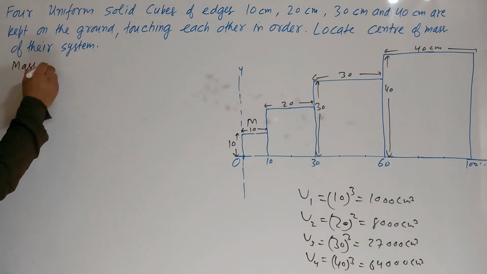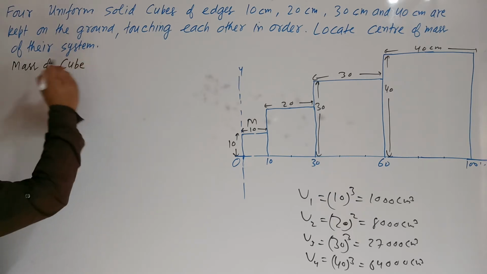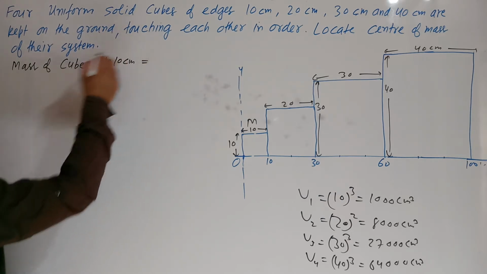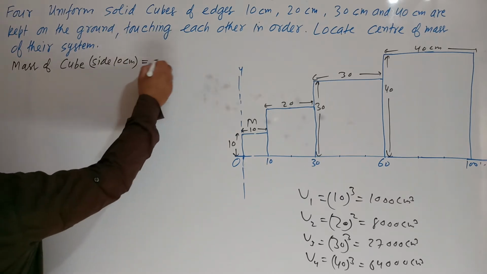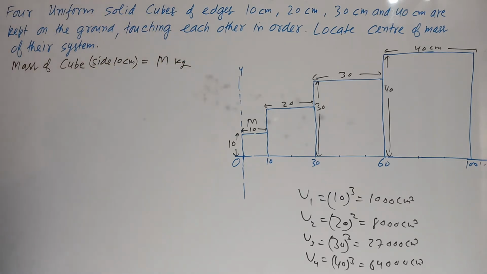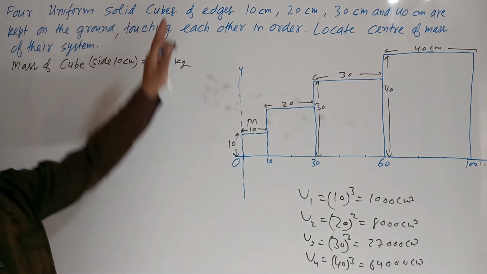Mass of a cube of side 10 cm is m kg. What will be the mass of all if they are uniform?